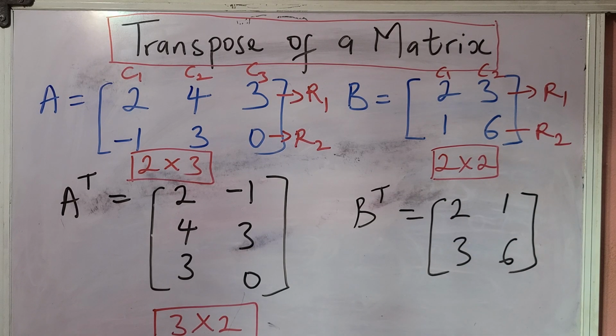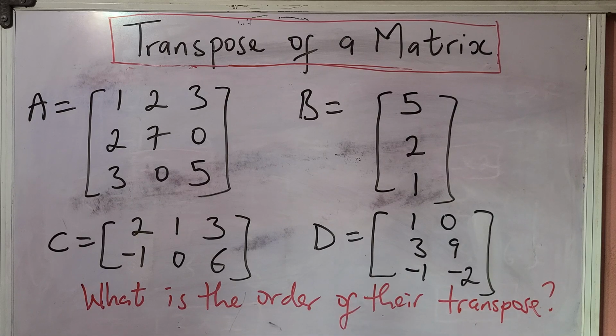Now, in this case, you can see that the matrix maintained the same order. So B transpose is still a 2 by 2 matrix. So this is the concept of matrix transposing. You interchange the rows with a column.